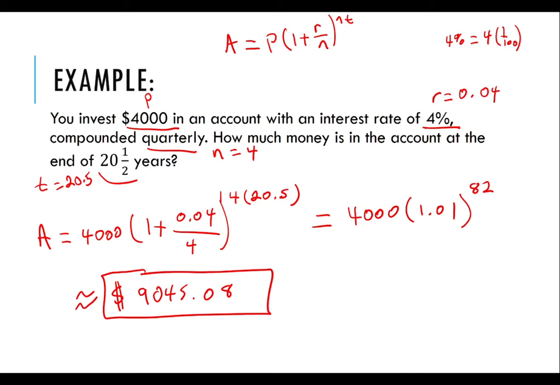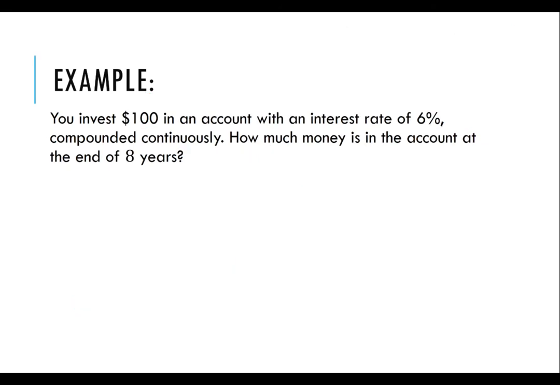And that's how much money would be in the account after that amount of time. You invest $100 in an account with an interest rate of 6%, compounded continuously. How much money is in the account at the end of 8 years? Continuously meaning A is equal to P times e to the r times t.